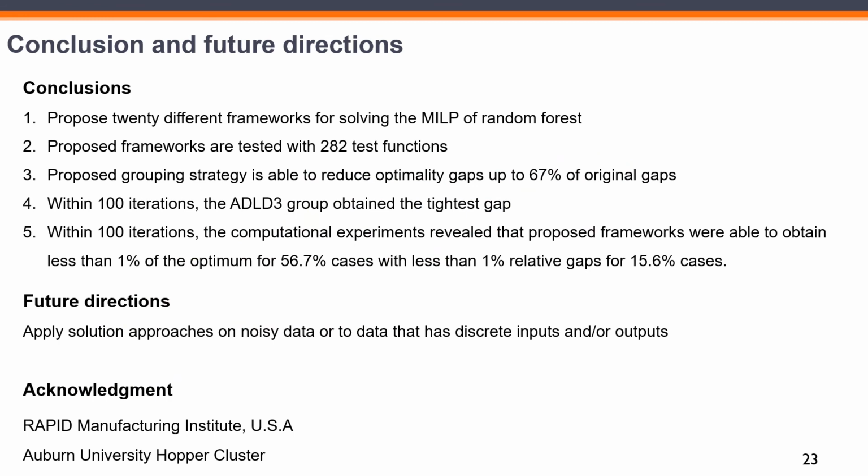And here we come to the conclusion and future directions. We have proposed 20 different frameworks for solving the MILP of random forest. And the proposed frameworks are tested with 282 test functions. Grouping strategies were able to reduce optimality gaps by up to 67% of the original gaps. And within 100 iterations, the ADLD3 group obtained the tightest gap. The computational experiments revealed that the proposed frameworks were able to obtain less than 1% gap from the optimal for 56% of cases and within 1% relative gaps for over 15% of cases.